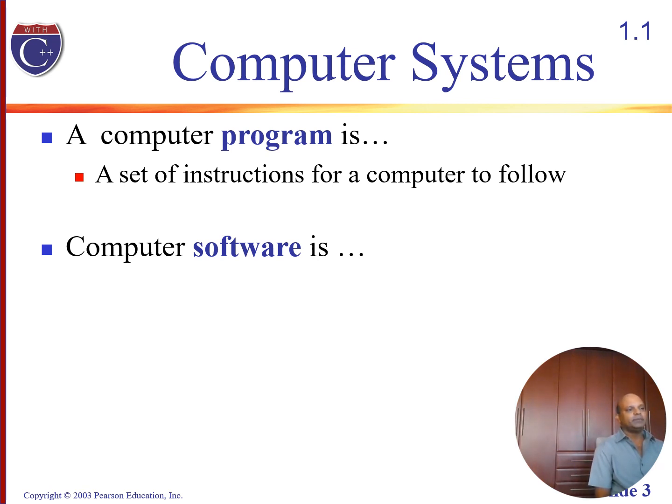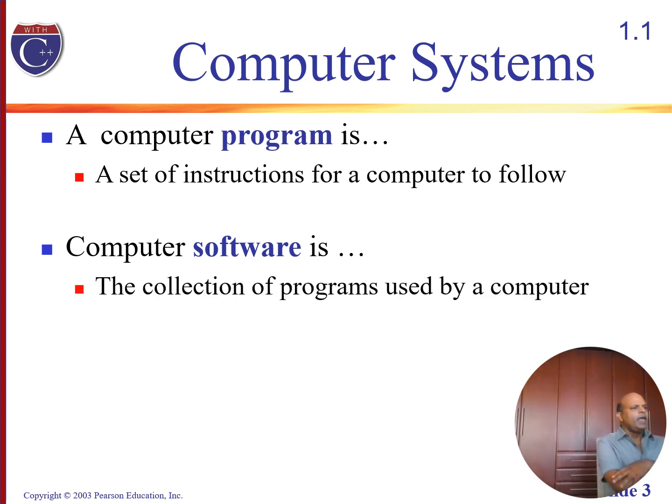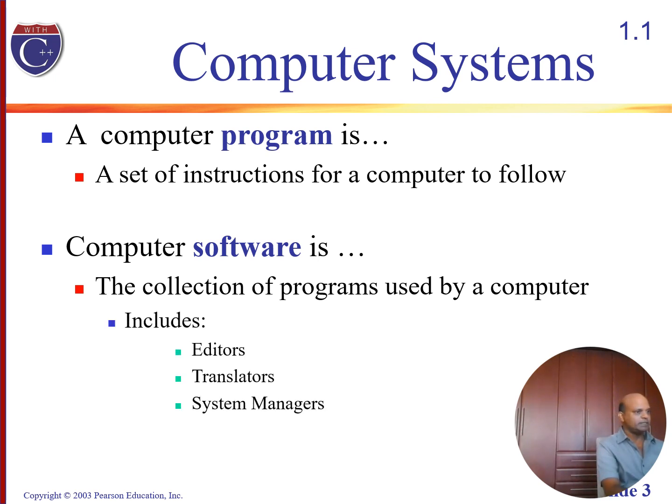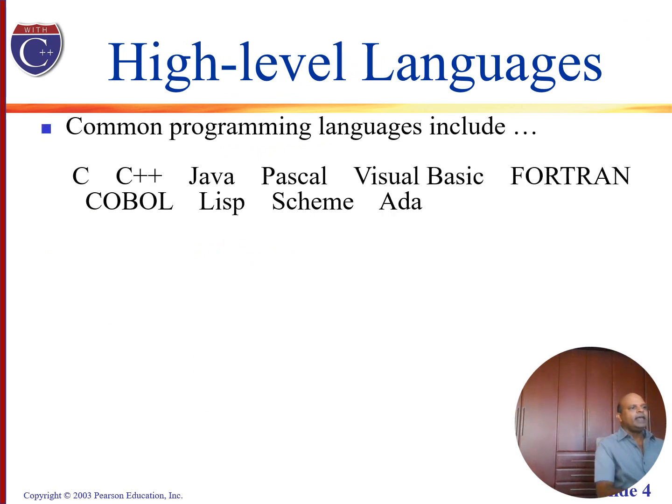The programming aspect, and the language that we're talking about is C++. Computer software is basically a collection of programs, and the program that I'm teaching you is C++. These are editors, translators, system managers, and in our case, Code::Blocks. A high-level computer programming language is C++. That's what I'm teaching you. Java, Lisp, Scheme, Visual Basic, all those go with it.